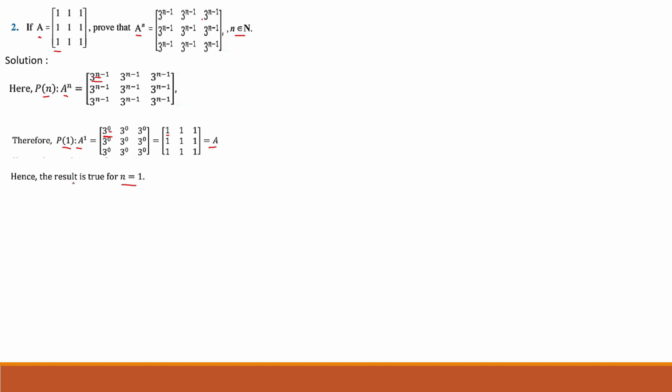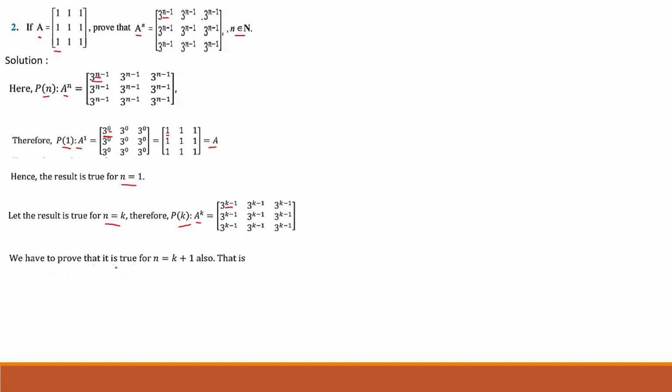And in the second step, we substitute n is equals to k. Therefore, P of k is equals to A raised to k. And जहाँ पर भी n है, we'll substitute k. That becomes 3 raised to k minus 1. And the next step is we have to prove that it is true for n is equals to k plus 1. We'll substitute P of k plus 1 as A raised to k plus 1. And for this matrix, it is 3 raised to k plus 1 minus 1, which is 3 raised to k.